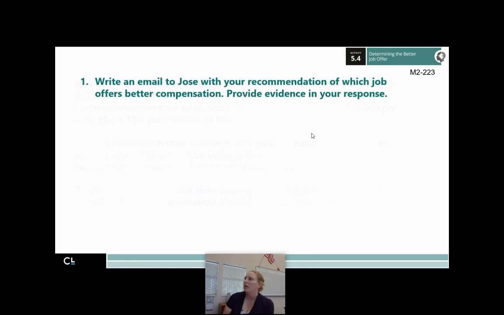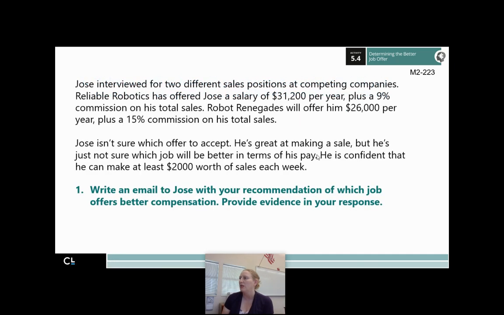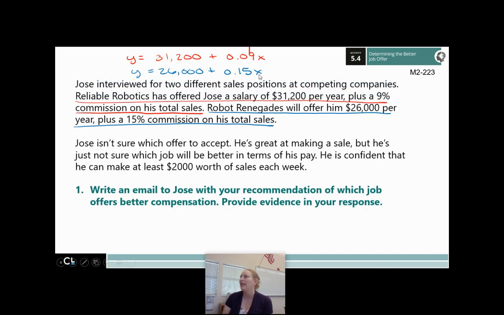So let's actually work this out. Oh, $2,000 per week. Miss Scott needs to read her own directions. $2,000 per week. There's 52 weeks in a year. Hang on, I wrote that down wrong. I can fix it though pretty quick.